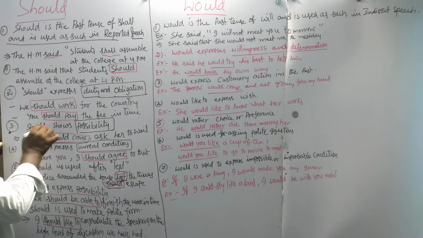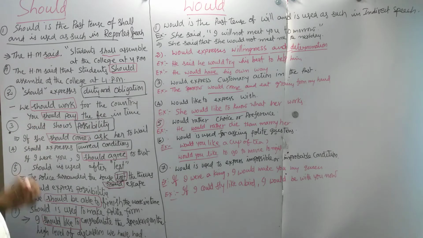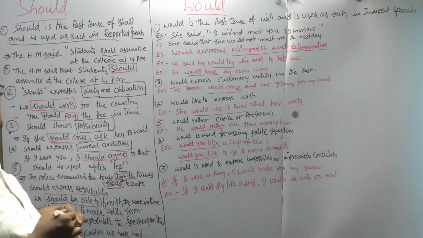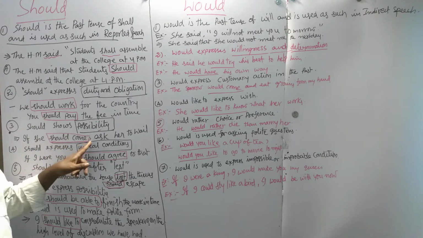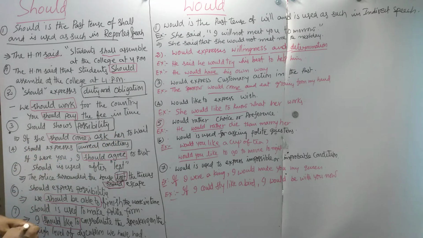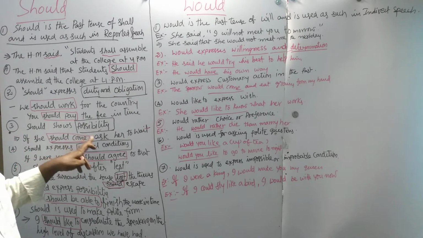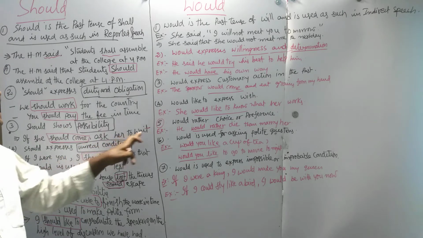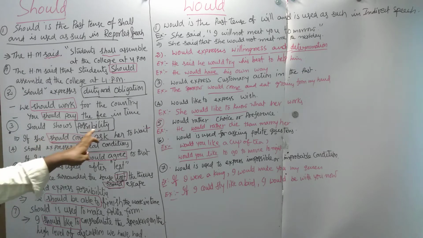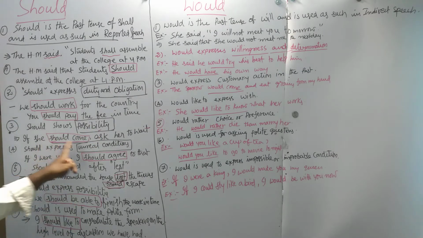Third rule. Should shows possibility. Possibility means what will happen later. To express possibility, we can use should. If she should come, ask her to wait. Here, this sentence expresses: if she should come, actually, it is not likely for her to come. In case she should come, ask her to wait. So her coming is a possibility. To express such type of possibility, we use should.